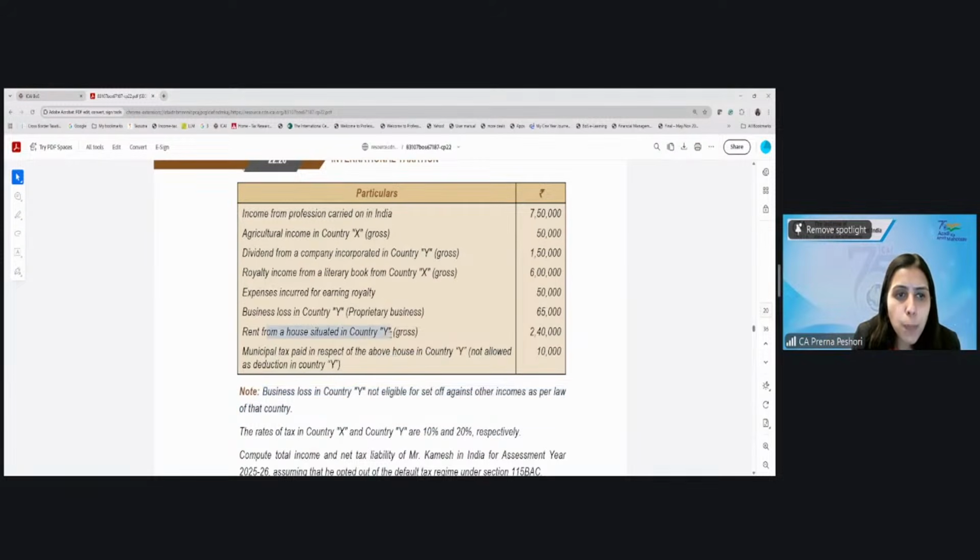Rent from a house property situated in country Y, 2,40,000. Municipal tax paid in respect of the above house in country Y, not allowed as deduction in country Y. Will we allow municipal tax paid in other country? Yes, yes, we will allow. And the standard deduction also we will allow. Even if other country doesn't allow, it doesn't matter.